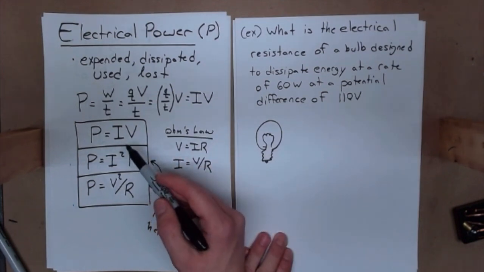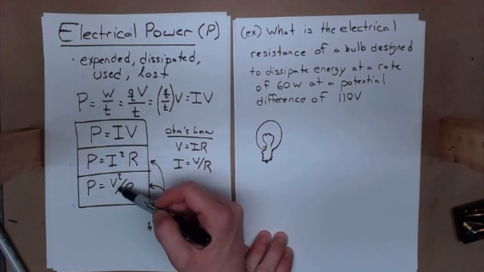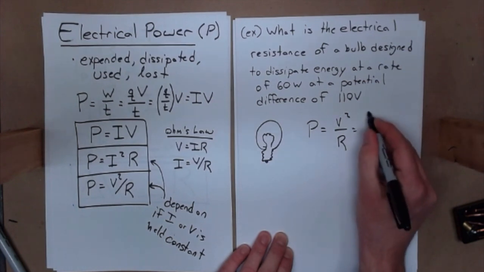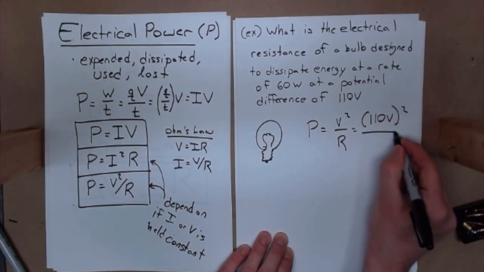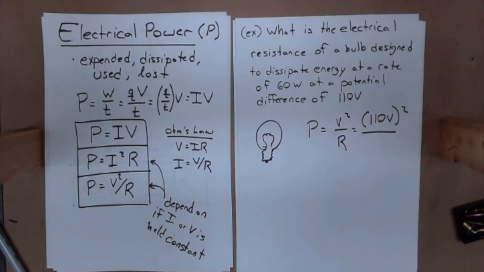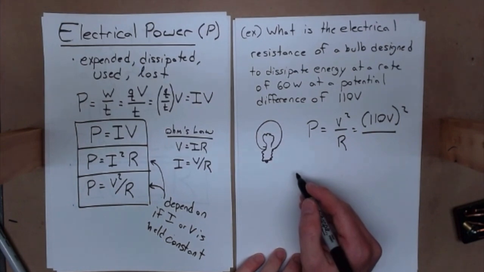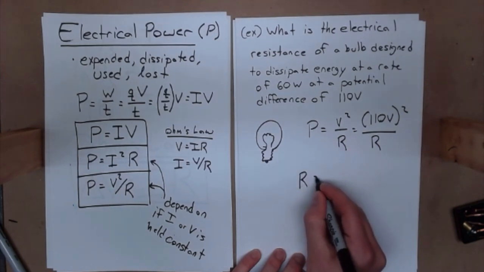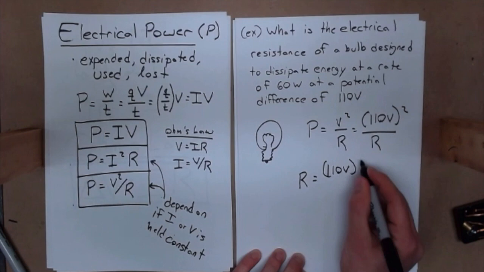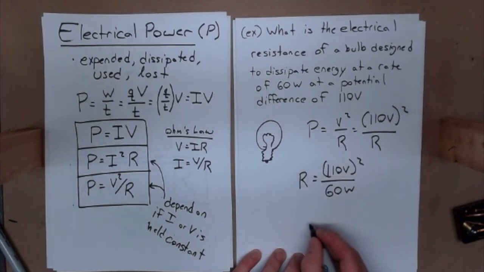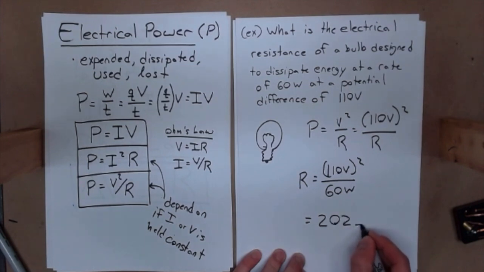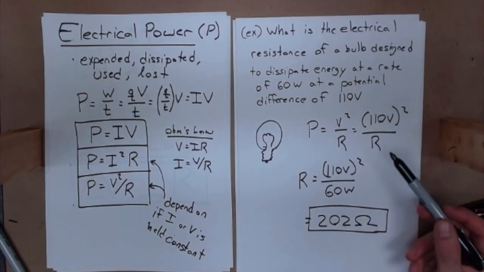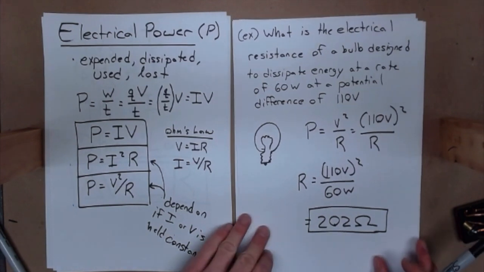Well, we have our three equations. Which one do we want to use? Well, we don't know current, so we can't use these two. Let's look at this one. P is equal to V squared over R, right? That is going to be 110 volts squared over, wait, I don't know R either, do I? That's a problem. Oh, I'm not solving for that. I'm solving for R. So I can rearrange this and get that R is equal to 110 volts squared over my power of 60 watts. And if I plug in, I find that that's 202 ohms. So there you go. I'm really just plugging into this equation to solve for the resistance of the bulb itself.